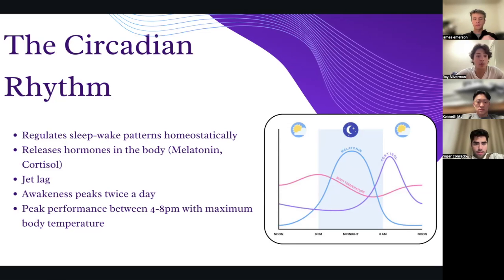And interestingly, awareness peaks twice a day. The first is going to be right after you wake up, and this is just because your body is fresh from sleeping. And second is around an hour before you go to bed, and this is because your body is producing a lot of wake hormones to fight the sleepiness that builds up during the day. And as a result, peak performance is usually between 4 and 8 p.m. when your body reaches its maximum body temperature.